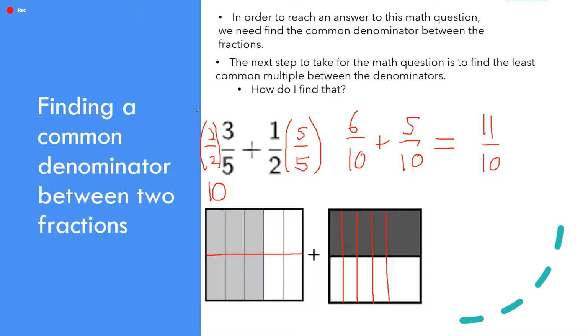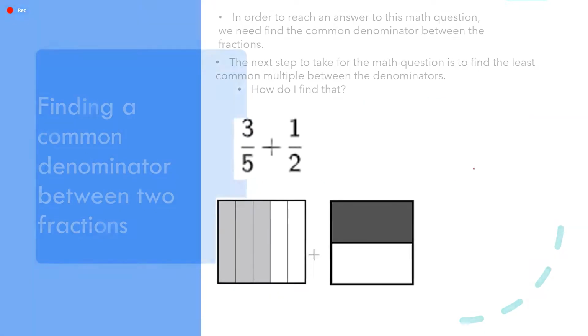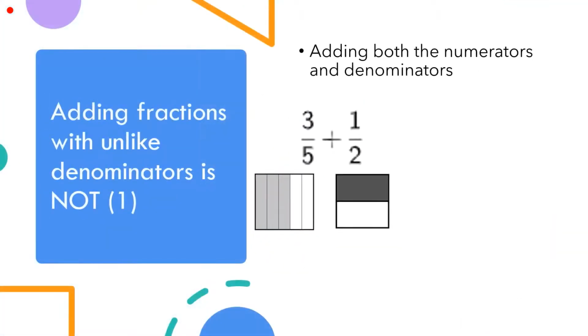So that is how you find a common denominator and then use it to solve a problem. We're basically just adding an extra step, and we're going back to like denominators. So now that I've explained to you what adding fractions with unlike denominators is, I want to explain to you what it is not. Adding fractions with unlike denominators is not adding both the numerators and the denominators.